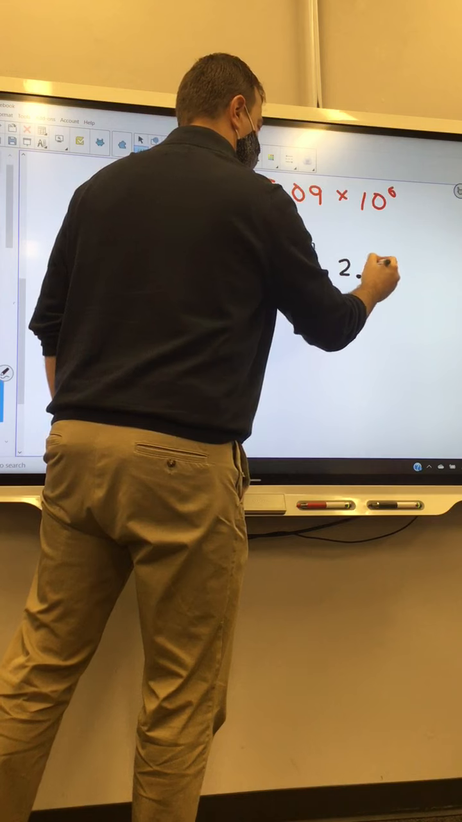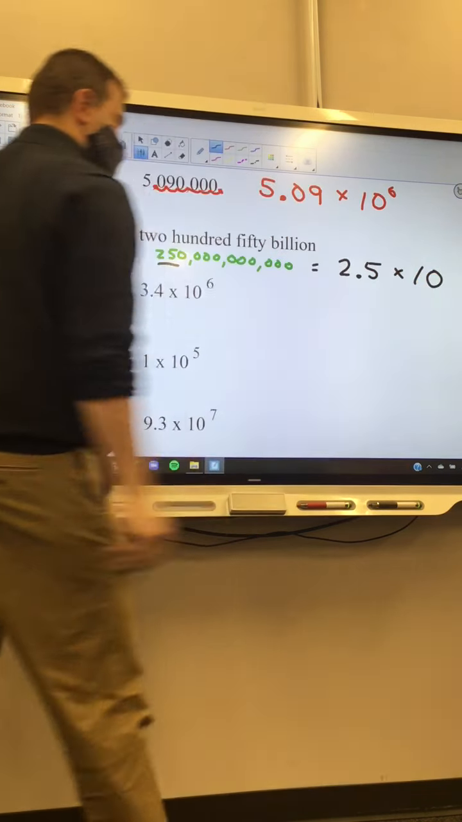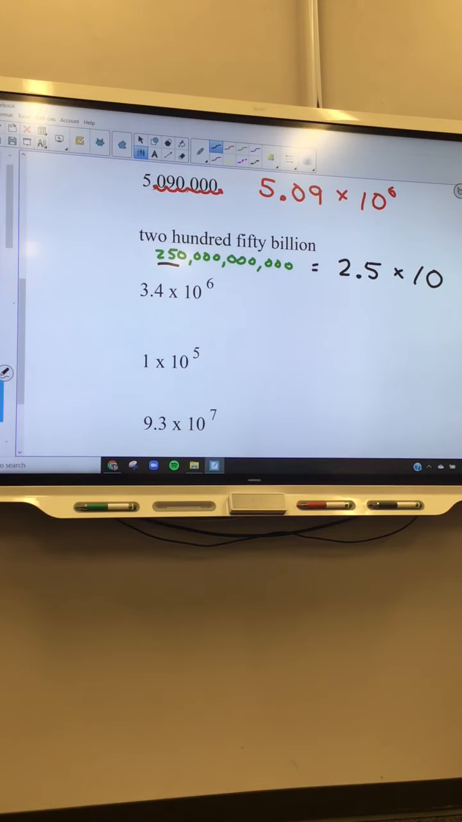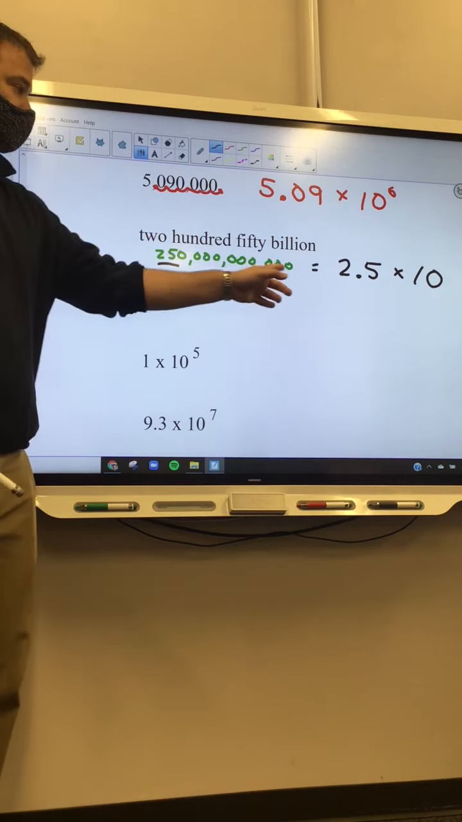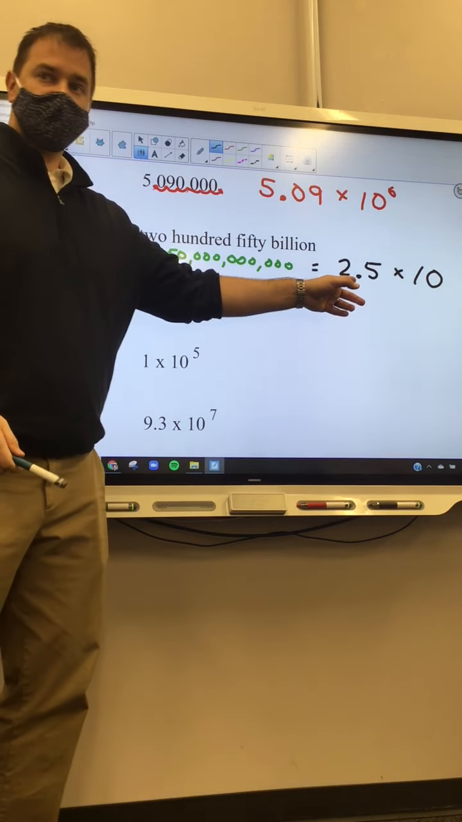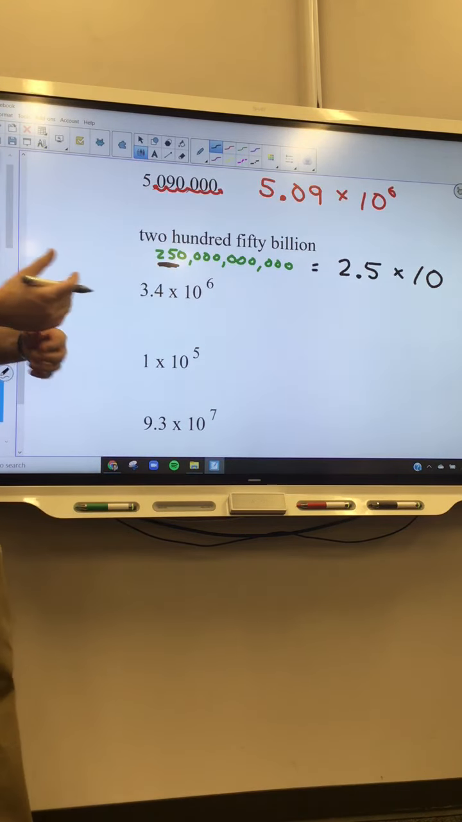Should have 2.5 times 10 to some power. Stand up if you've got it. 2.5 times 10 to the... Anya, did you get it? Not sure? Did you get this point? Did you write this out? Did you get this structure where you recognize, hey, I've got to have 2 and 5?